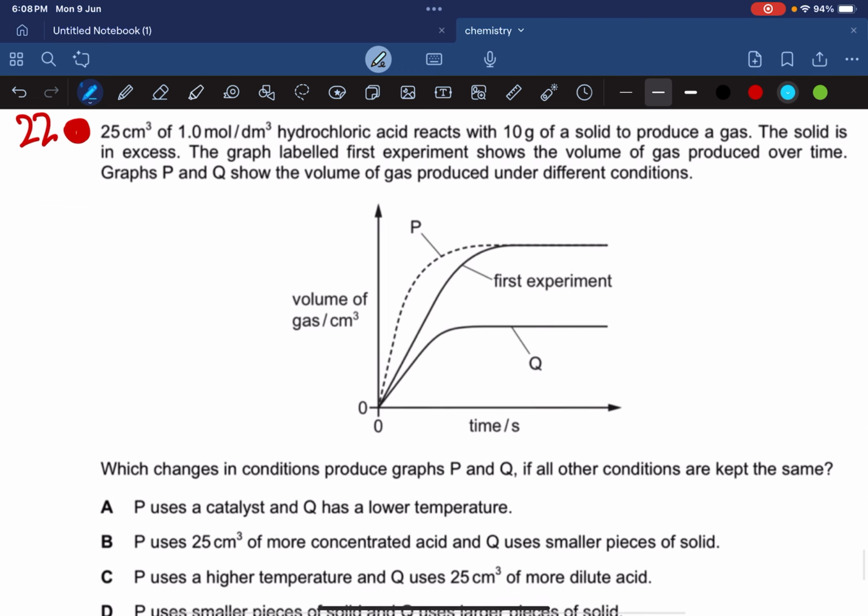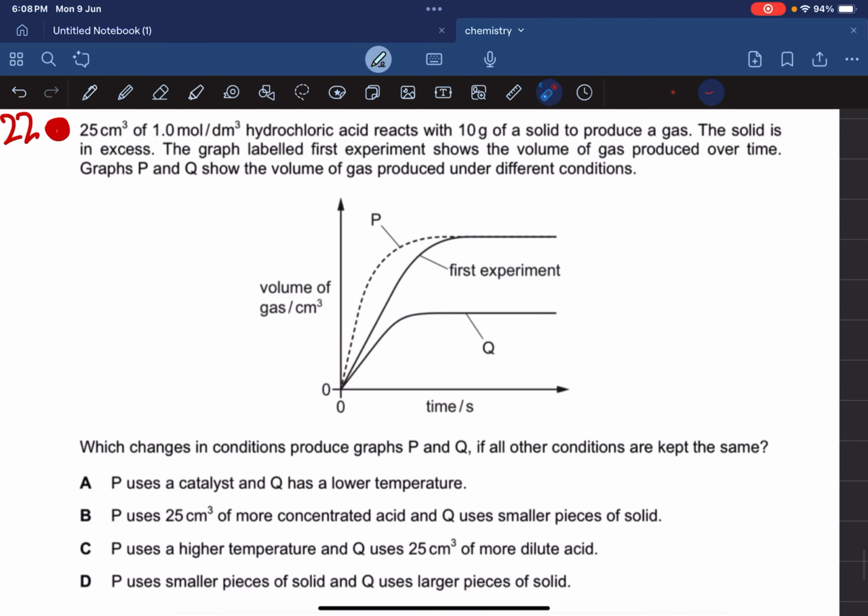This MCQ is also extremely good. All these graph MCQs are very good. If you're able to solve it before me, that's great. I'd love it if you solve it yourself. 25 cm cube of 1 mole per dm cube hydrochloric acid reacts with 10 grams of solid to produce a gas. The important thing is you have this amount of HCl, and you are reacting it with 10 grams of solid to produce a gas. The solid is in excess. Why do you think in a question like this they tell you the excess? They tell you because if I increase the amount of my solid, the gas is not going to increase.